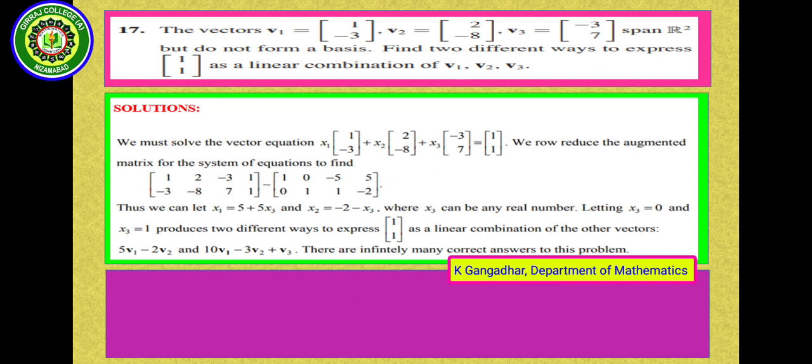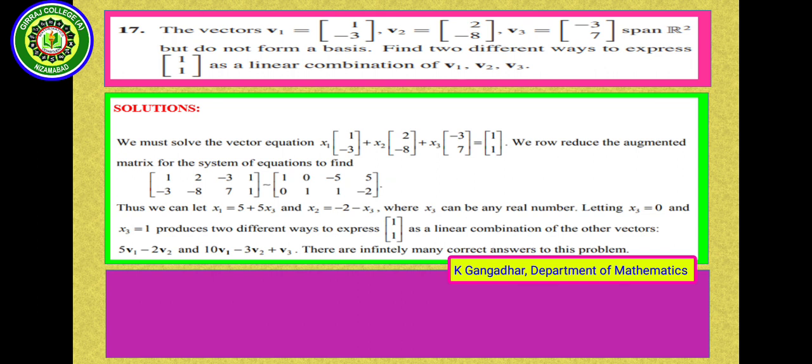equal to 5, one equation. Next one, x2 + x3 equal to -2. So here we get the x1 and x2 values. The x3 value is not there, so we say that it is 0. So to produce two different ways to express (1, 1) as a linear combination of the vectors, we get 5v1 - 2v2 and 10v1 - 3v2 + v3.